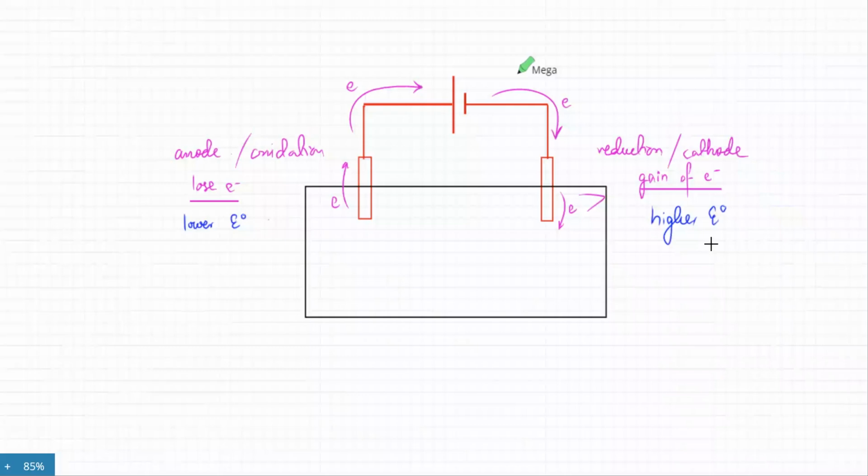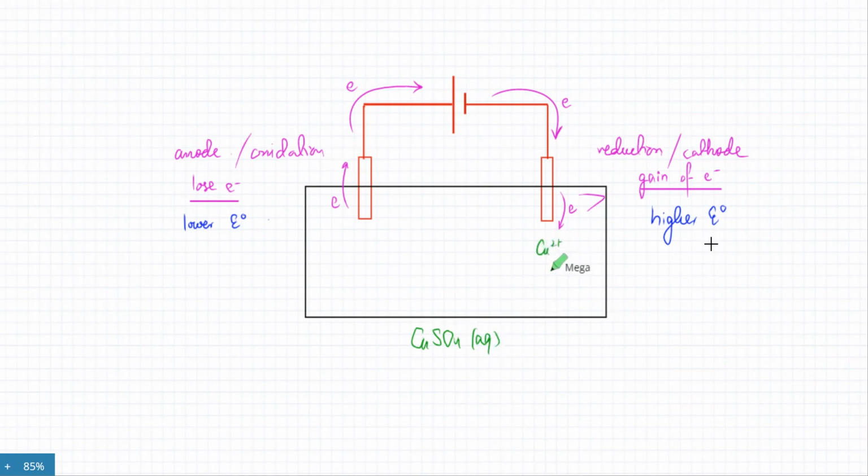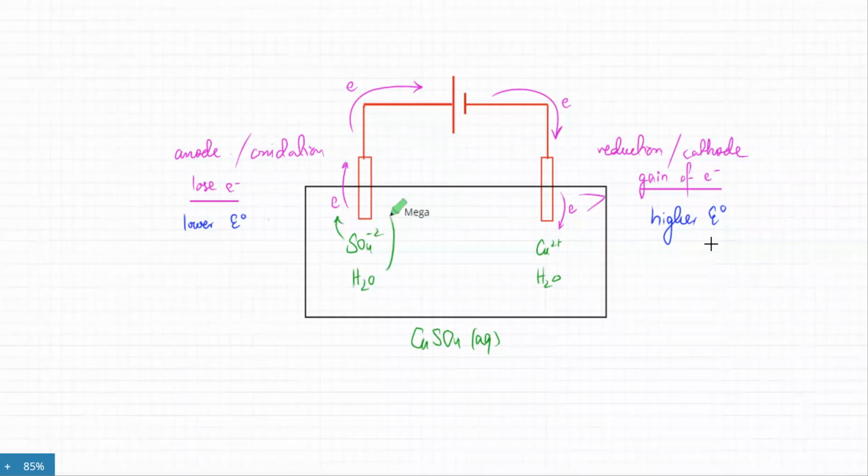So copper sulfate aqueous. What do you have when you have copper sulfate aqueous? Remember, aqueous. So we've got Cu 2+ ions, and on the other side, we've got SO4 minus 2 ions. And what else do we have? We have water, and on the other side, we also have water, which is everywhere. So over here, we're going to decide who loses electrons. Over here, we're going to decide who ends up gaining those electrons.